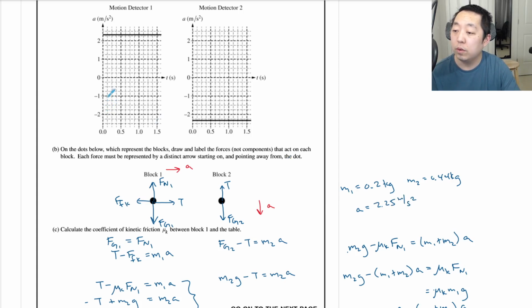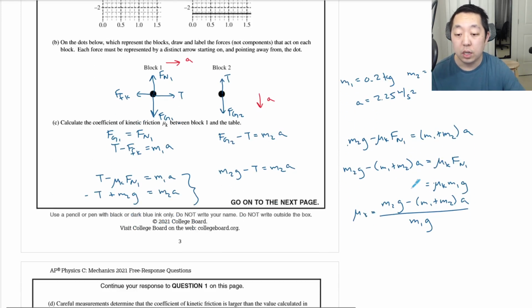1, 2, 3, 4. Yeah, it's 0.25 each. So we just plug that into a calculator. 0.44. 0.64. Divided by 0.2. I got... Ooh. I did not get the right answer.